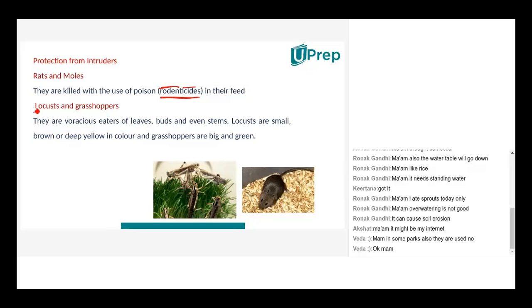Locust is a very commonly found insect, right? Locusts and grasshoppers are voracious eaters of leaves, buds, and even stems at times. If affected once, it can leave the entire land barren in a matter of a week, right? So one has to get rid of locusts and grasshoppers using pesticides or insecticides, right? Okay.